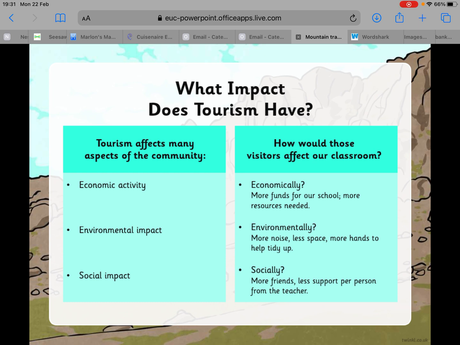So if you thought about the impact on our classroom, it would bring more money into the school, could buy new resources, but they'd bring a lot more noise, there'd be a lot less space, might be more hands to help tidy up. Socially, you'd make more friends, but then if there was only one teacher, can you imagine, you wouldn't get much help, would you?